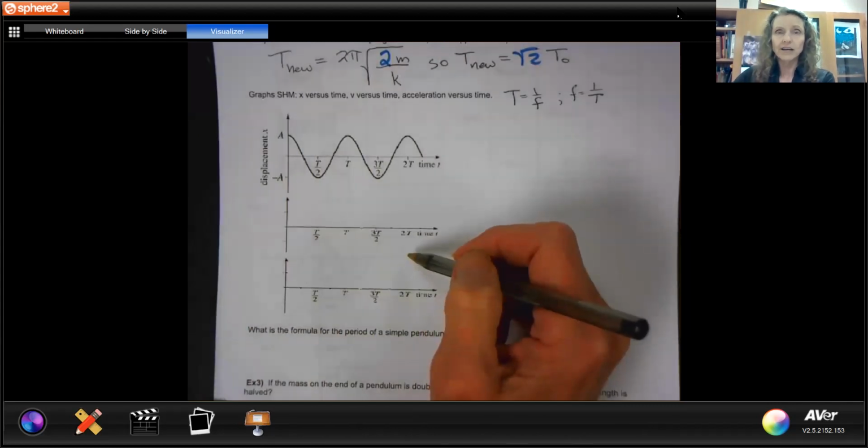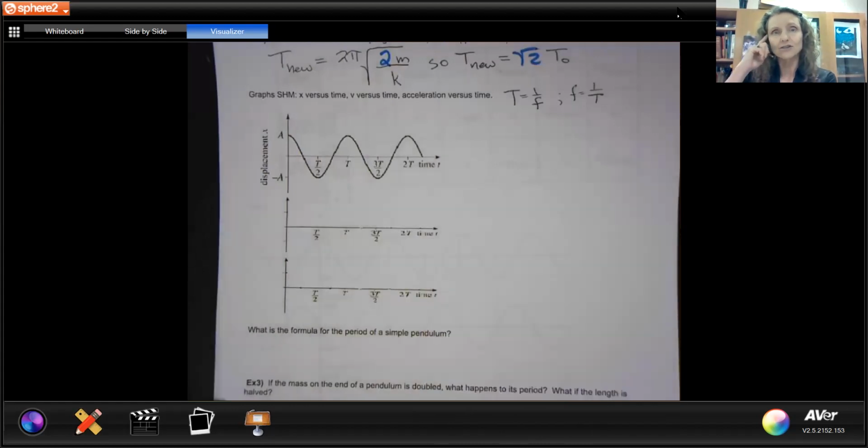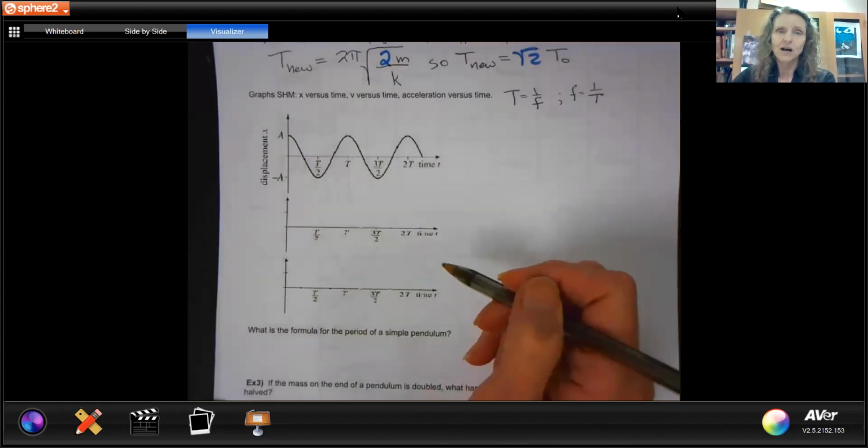This is also an exercise I want you to practice because this is also something I would expect you to have to do on a quiz or test: interpret or draw graphs of simple harmonic motion.